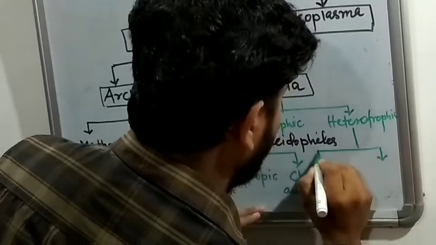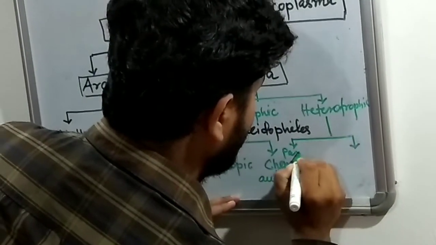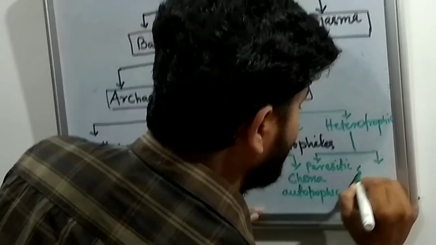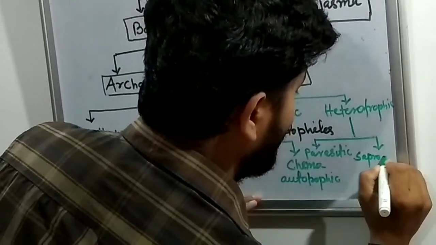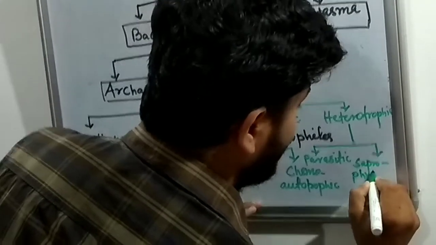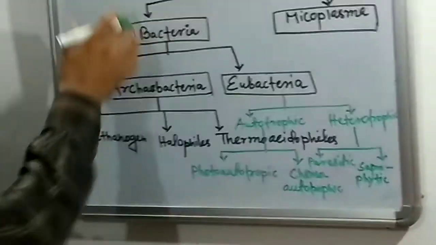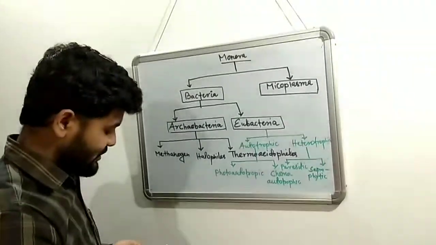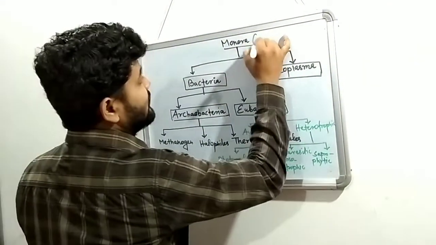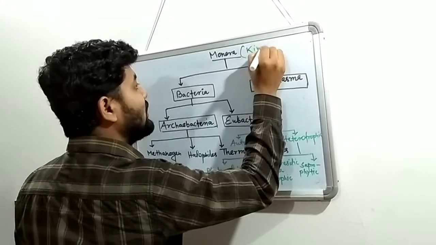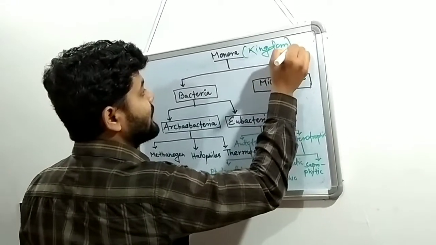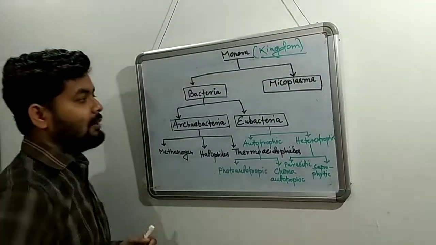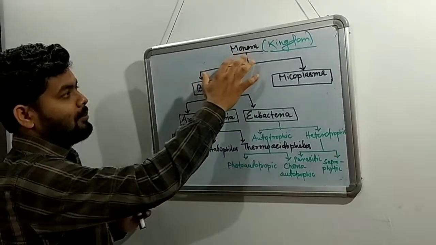Heterotrophic bacteria are again divided into 2 parts: one is parasitic, and the second one is saprophytic. So as you can see here, this is the classification of kingdom Monera. What is Monera? Monera is a kingdom according to R.H. Whittaker.